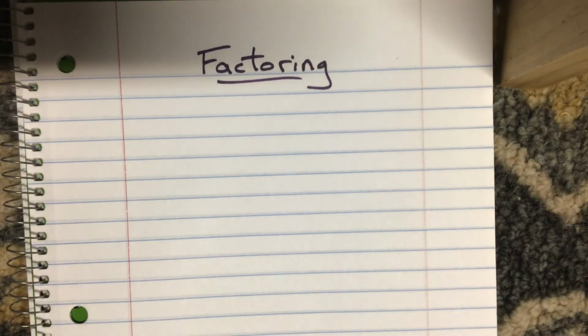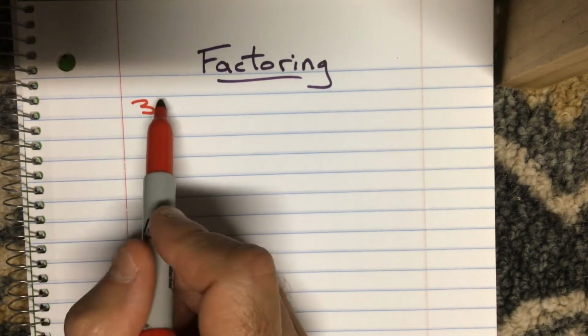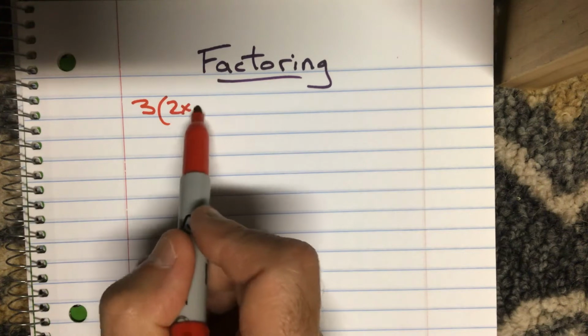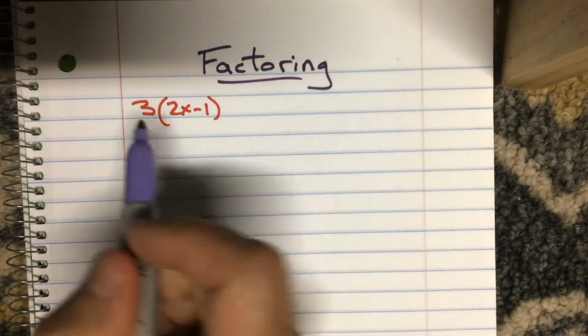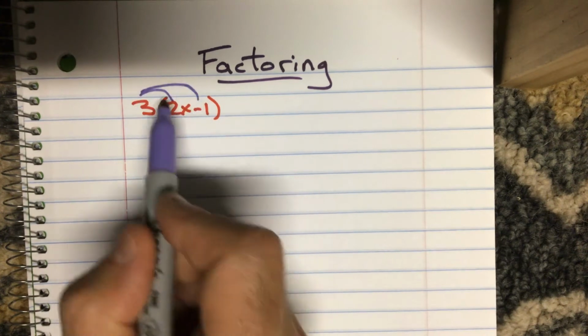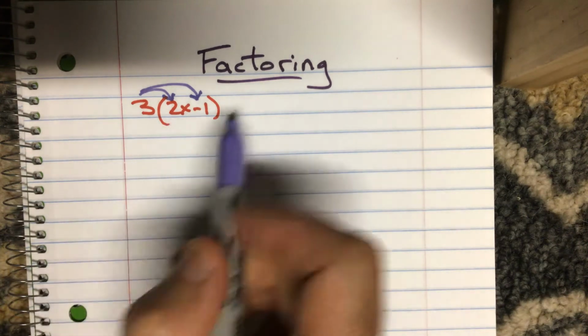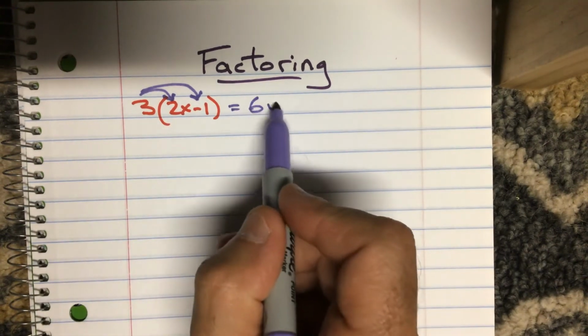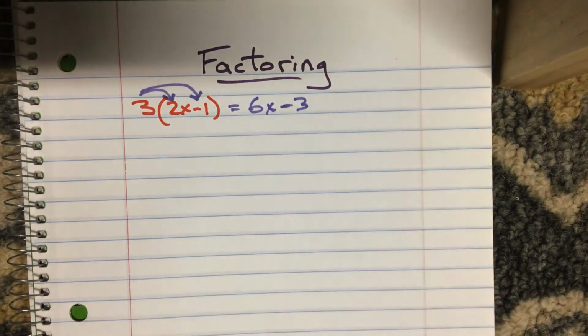So factoring is the opposite of distributing. And I will give you examples. 3 times 2x minus 1. We distribute, which a lot of people will do. So they remember to distribute to both terms. And so 3 times 2x is 6x, and 3 times 1 is 3. So 6x minus 3 after you distribute.